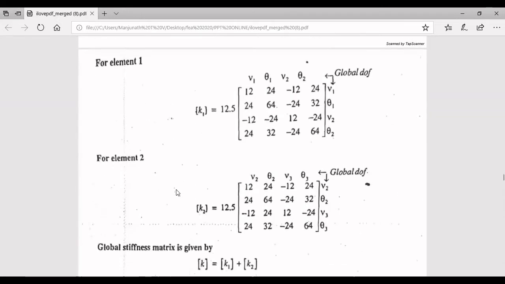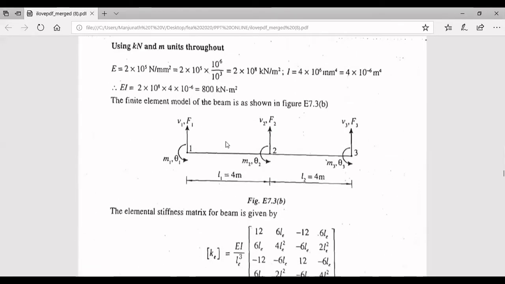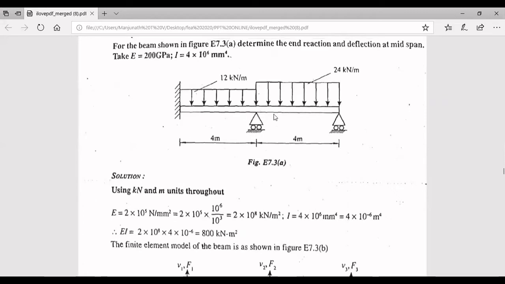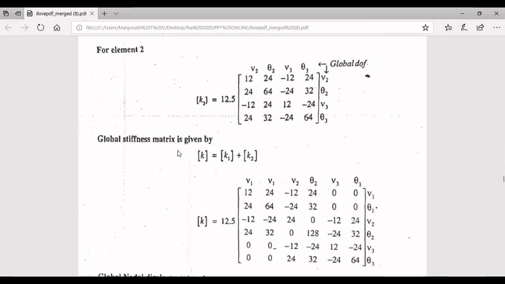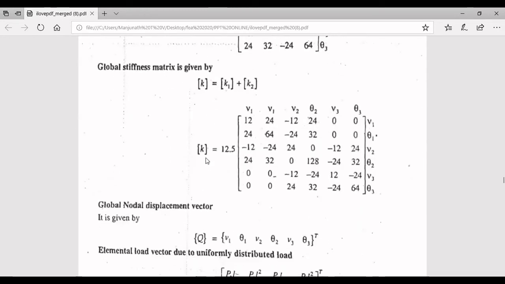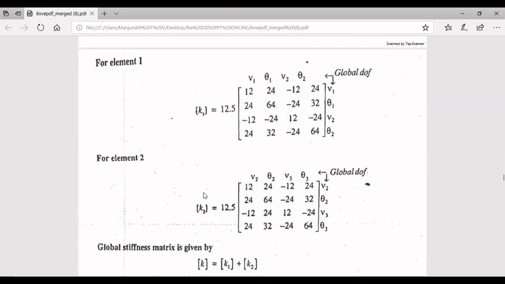So we calculated the elemental stiffness matrices Ke1 and Ke2. Thus, for the global stiffness matrix, we need to assemble Ke1 and Ke2. This is the overall problem, which has two elements, the first element and the second element, and we need to assemble them. As we assemble, we get the global stiffness matrix. So the global stiffness matrix K is equal to Ke1 plus Ke2.